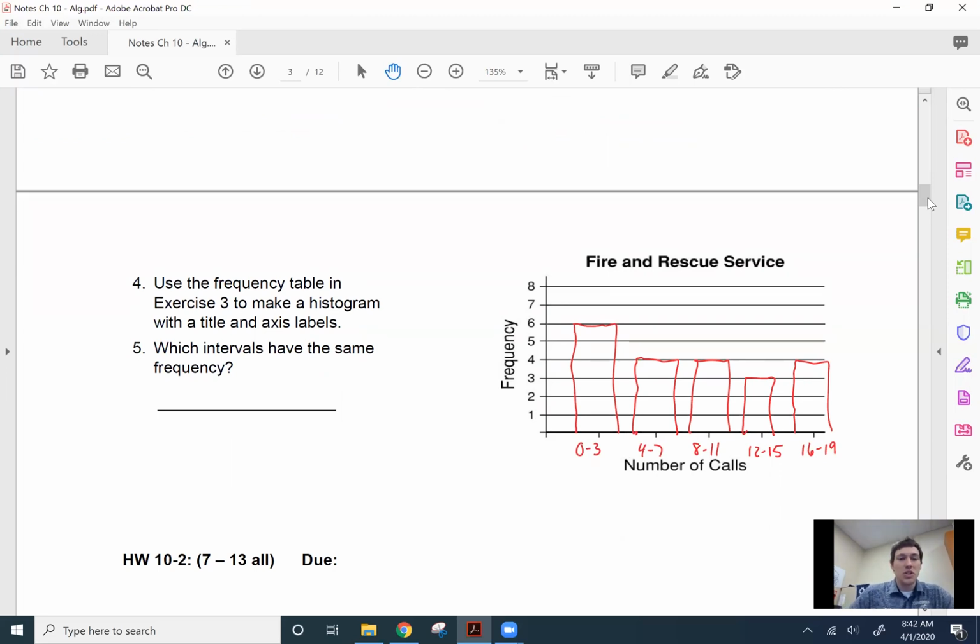So it says which intervals have the same frequency? Notice here, here, and here, all of them are 4. So which intervals have the same frequency? We'd say 4 to 7, 8 to 11, and 16 to 19. All of the same frequency.